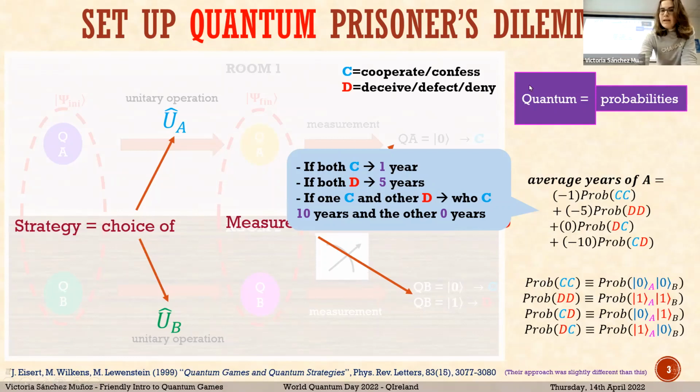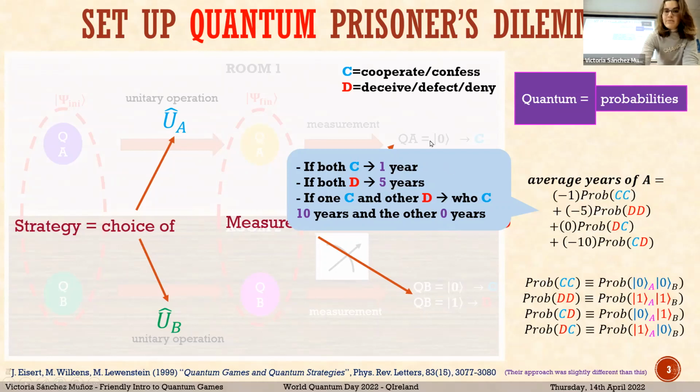So it would be the probability of both of them confessing times 1 year, plus the probability of both of them defecting, where robber A gets 5 years negative. Then the probability of robber A defecting and robber B confessing, that means that A gets 0 years. And finally, the probability of the other way around, which is when robber A gets 10 years. Okay?